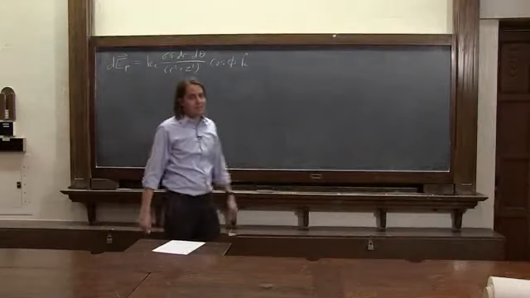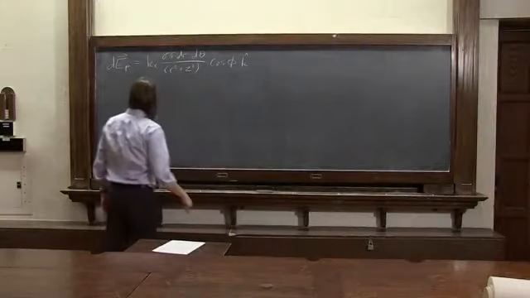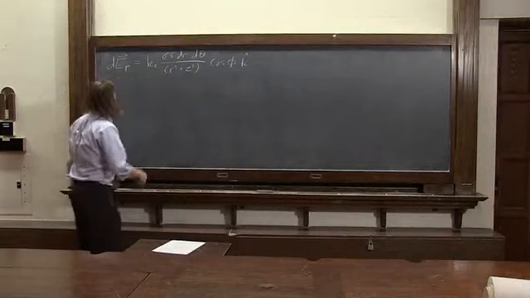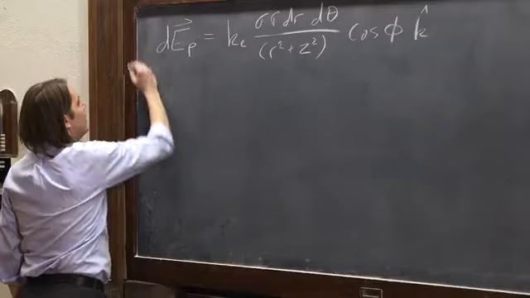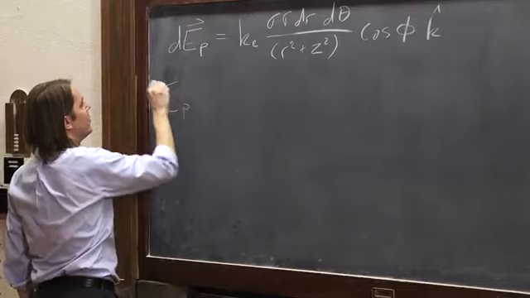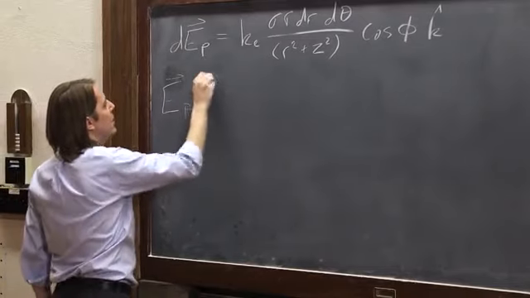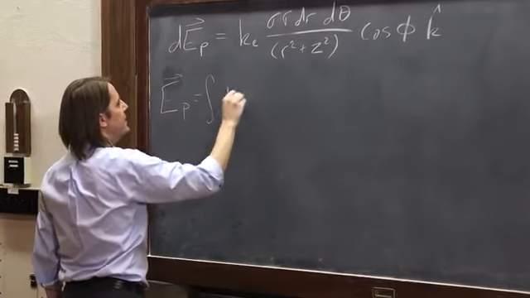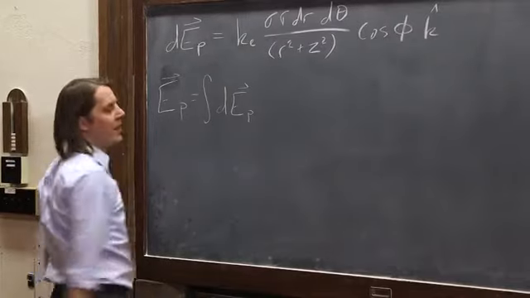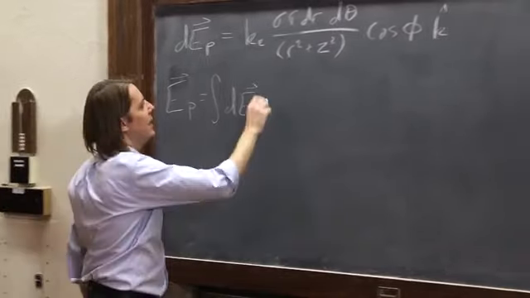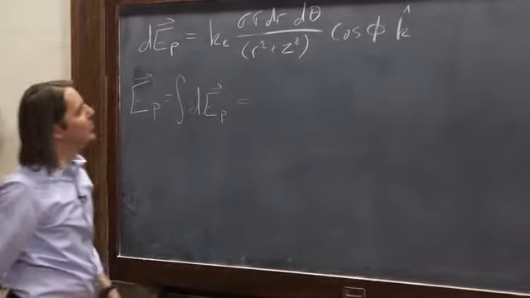We have our dE_P. Now we just have to integrate to get the field. So let's integrate. E_P, the E field at point P, is the integral of dE_P. We're just adding up all the dE_P's. And that's the integral of this.